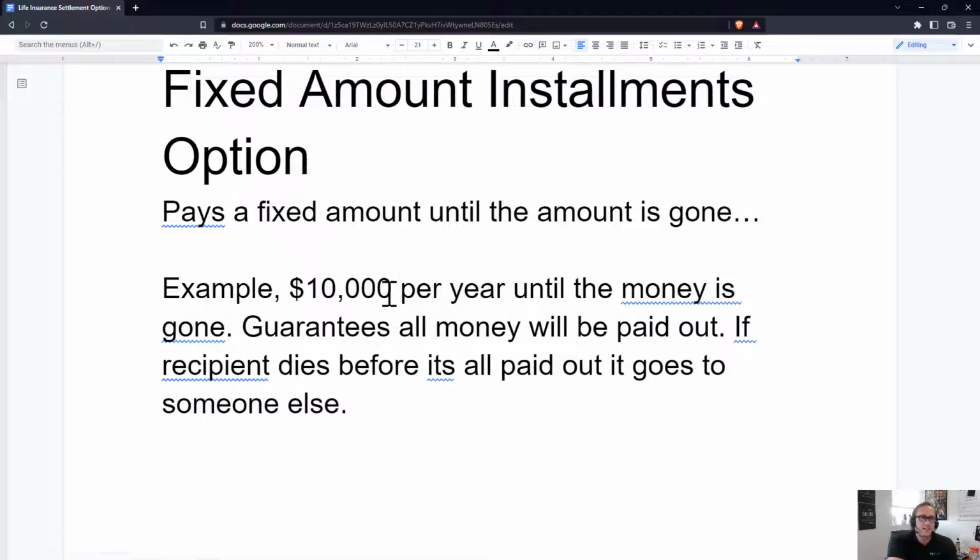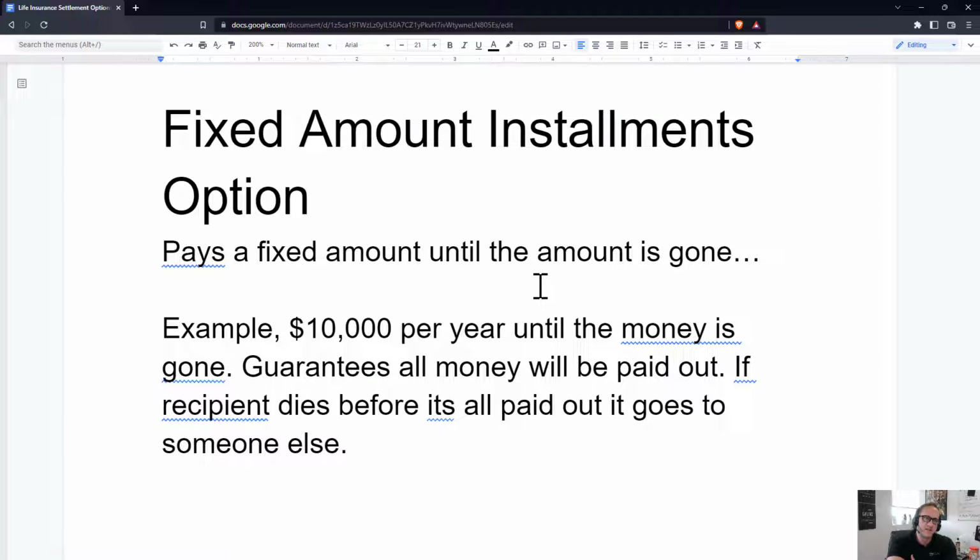So this is the last one here. The fixed amount installments option pays a fixed amount until the whole amount is gone. So what that means, it pays a fixed amount of money until the whole benefit is gone. So example, say I want $10,000 a year out of the $100,000 until all the money's gone. Now that $100,000 will still earn a little interest, so they'll end up getting a little more than $100,000. But this guarantees all the money will be paid out.